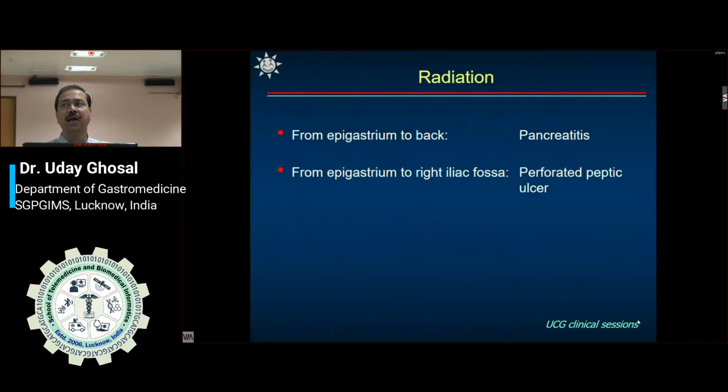From epigastrium to back: pancreatitis. Why? Because the pancreas is a retroperitoneal organ, so the shifting or radiation of the pain happens to the back. Epigastrium to right iliac fossa: perforated peptic ulcer. Suppose there is a duodenal ulcer which perforates, the content of the intestine will track down the paracolic gutter and collect in the right iliac fossa, and that will lead to radiation of the pain from epigastrium to right iliac fossa.